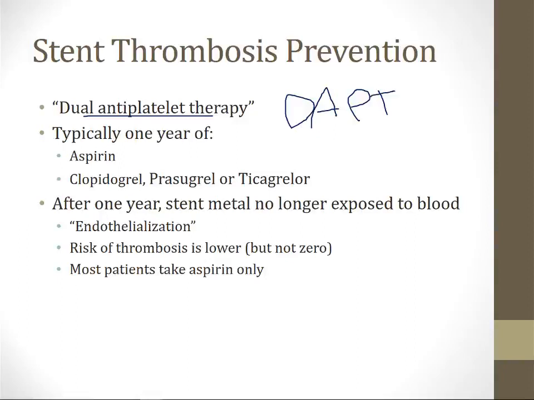DAPT includes 1 year of aspirin and another antiplatelet drug such as clopidogrel, prasugrel, or ticagrelor. Now, after 1 year, the stent metal is usually no longer exposed to the blood. A process called endothelialization occurs where tissue grows over the metal struts. At this point, the risk of thrombosis is lower, although it's not zero. There are case reports of stent thrombosis years after stent implantation. So after a year, usually patients only take aspirin going forward. They no longer need 2 antiplatelet drugs. And that concludes our video on cardiac ischemia.